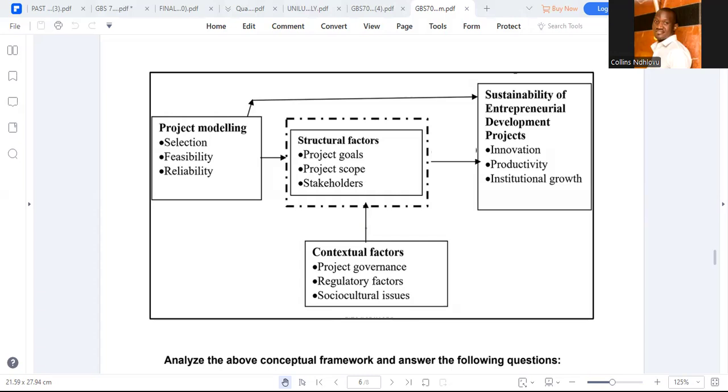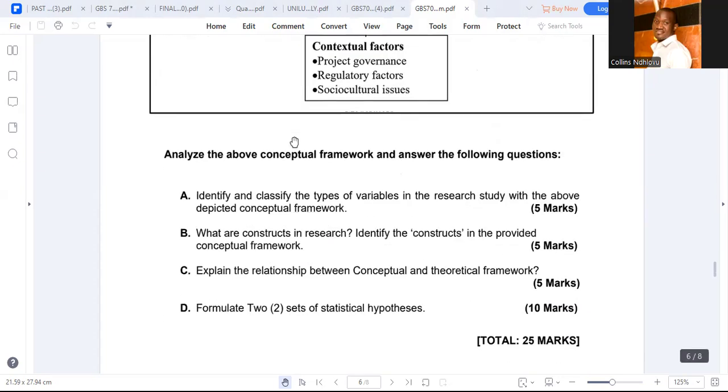You are looking at what could affect the relationship between the two. So there's clearly no explicit moderating variable here, but the contextual factors can act as moderating variables in this case, like governance, regulatory factors, and socioeconomic issues. They may act as moderating variables because they influence how the project model will affect sustainability. Okay, so that was our 5 marks.